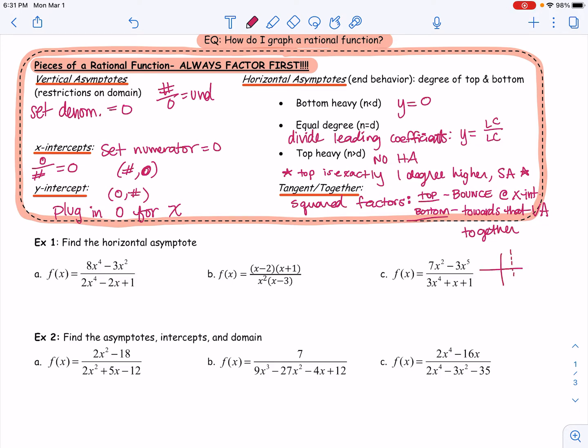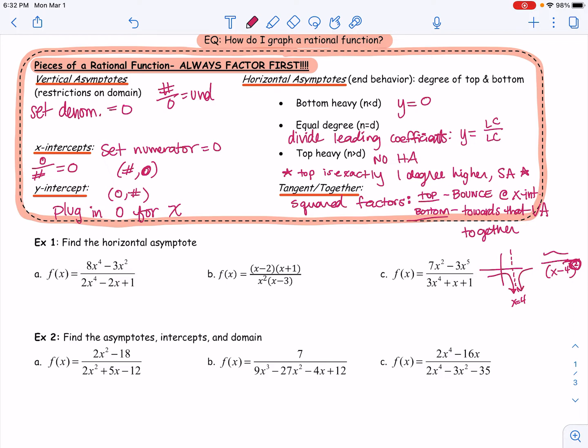Let's say I have a vertical asymptote here. Let's pretend that that is something divided by x minus 4 and it's squared. So if I set my denominator equal to 0, then that means I would get x equals 4 as my vertical asymptote. So that's here. And because it's a squared factor, maybe my graph is going to go towards that vertical asymptote up here, or it could go towards that vertical asymptote down here.